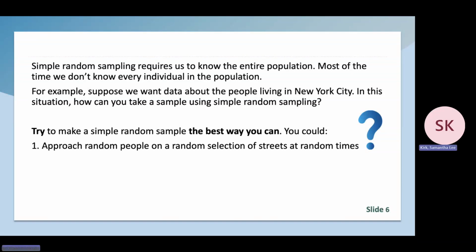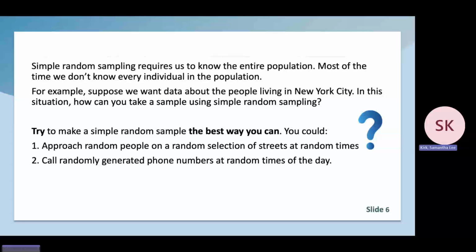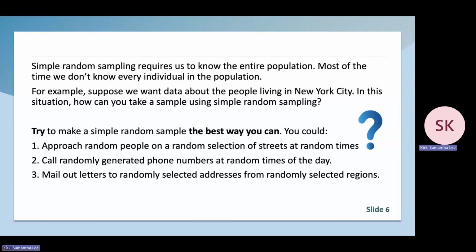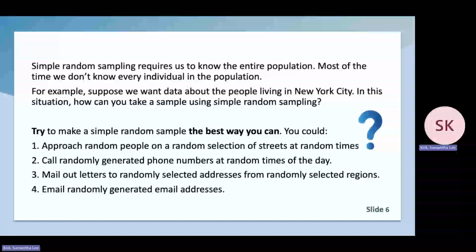So for example, we can approach random people on random selections of streets at random times. We can call randomly generated phone numbers at random times of the day. We can mail out letters to randomly selected addresses from randomly selected regions. And if you have a list of email addresses that you know are for New York City, you can email randomly generated email addresses. So the point here is it's not perfect, but we can try our hardest to keep everything random to create a simple random sample.